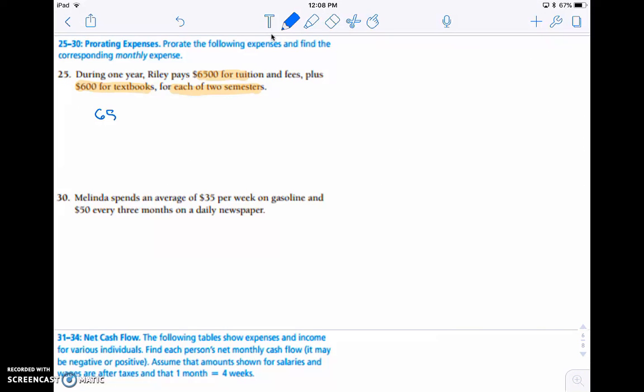So we need to take the $6,500 plus $600. That's for every semester. And then we need to times that by 2 because there are 2 semesters in a year, and that's going to give us our total amount over the course of 1 year, which is $14,200. So that's how much you're going to be paying. So this is per year.